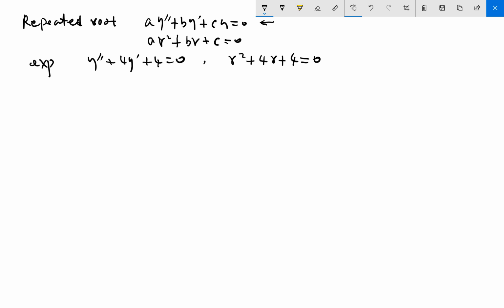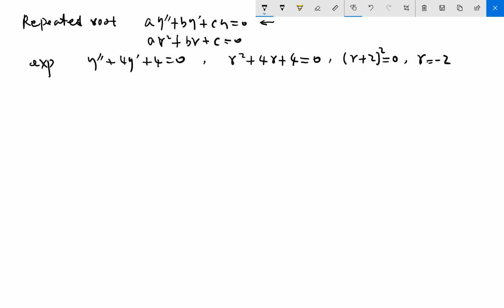This one is easy to factor. It's (r + 2)^2 = 0. Obviously, when r = -2, the left-hand side is 0. So r = -2 is a repeated zero. That's the only one we have.